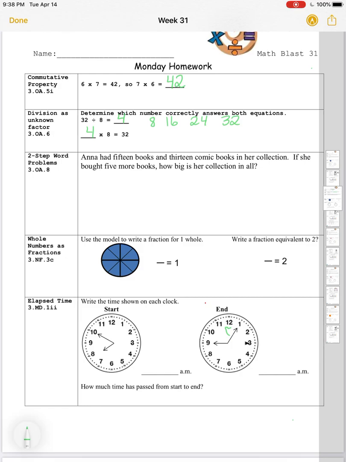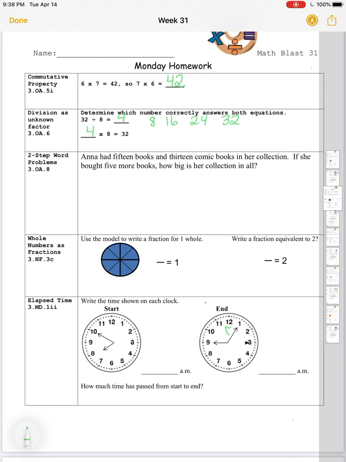Two-step word problems. Anna had 15 books and 13 comic books in her collection. If she bought 5 more books, how big is her collection in all? Well, Anna has 15 books and 13 comic books. So if we put those together, we're going to add the 15 and 13. And 15 plus 13 is 28. If she bought 5 more books, then we need to add 5 more to that.